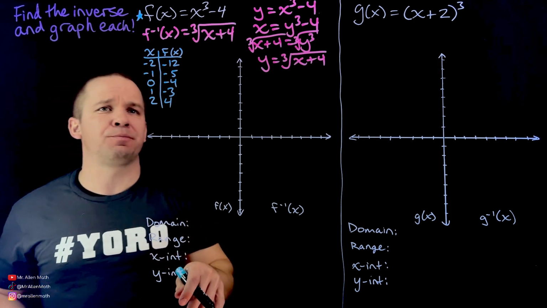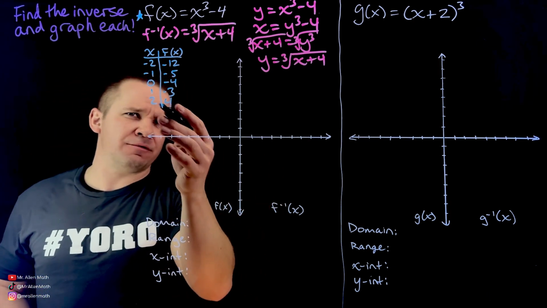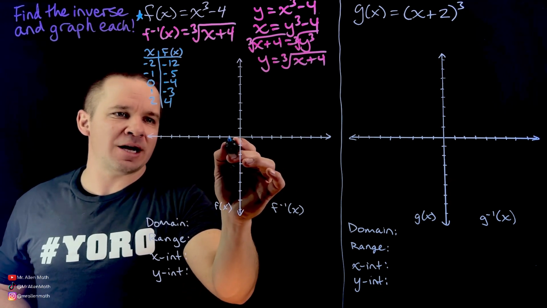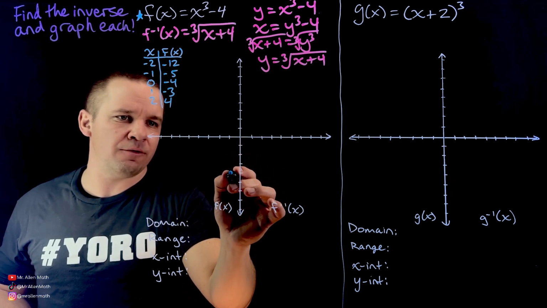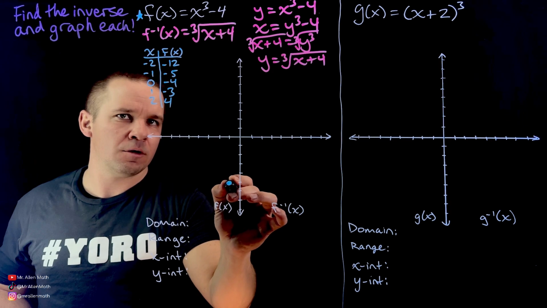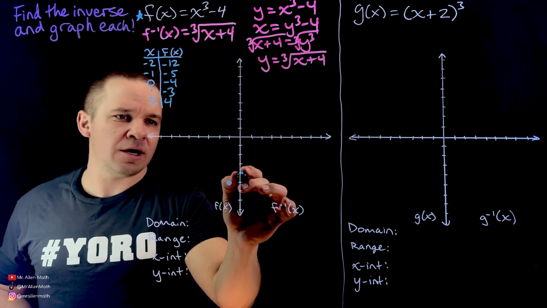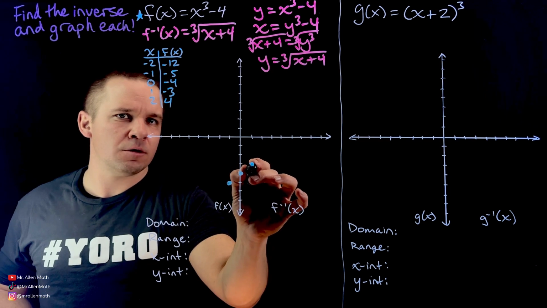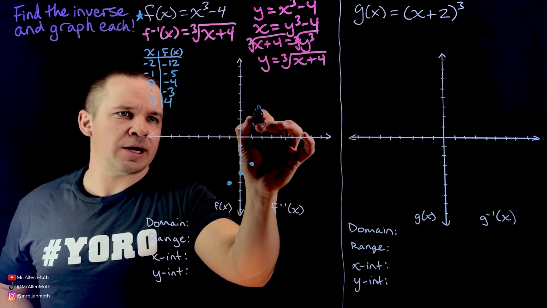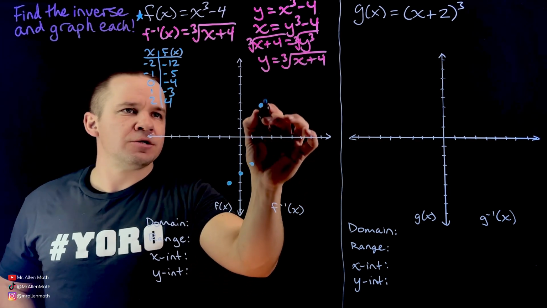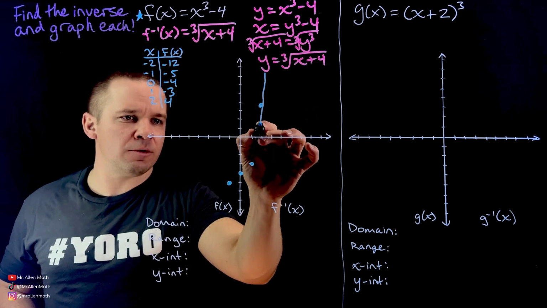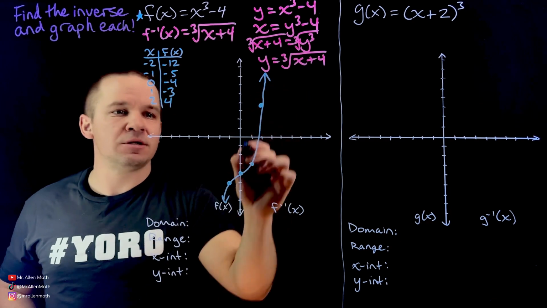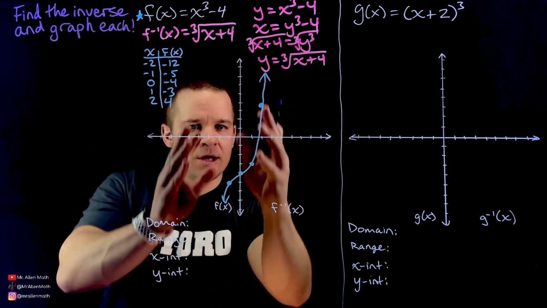All right, let's plot these points here. So we've got -2, -12 is way down here. We won't graph that one. -1, -5. 1, 2, 3, 4, 5. Then I got 0, -4. We got 1, -3. And then we got 2, 4. Okay, so this is just my parent cubic function that has been shifted down, right? It just shifted from the origin on down.